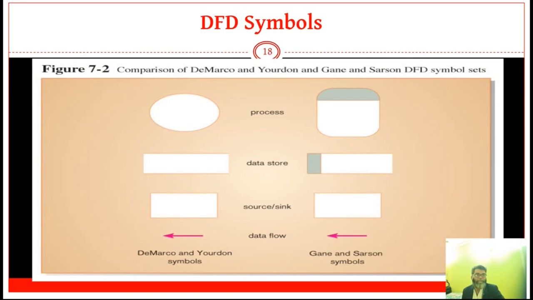So these are all the DFD symbols proposed by DeMarco and Yourdon symbols on the left, and Gane and Sarson symbols on the right. That is, the first one is process, then data store, source or sink, and then data flow.